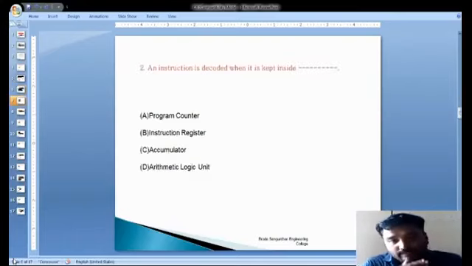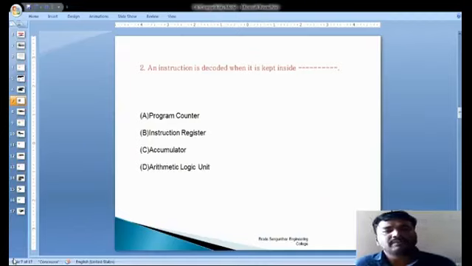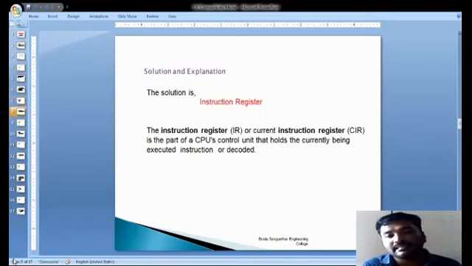So another one: an instruction is decoded when it is kept inside what part? Program counter, instruction register, accumulator, arithmetic logic unit. Which forms part of the instruction? An instruction is decoded whenever it is kept inside the instruction register, because the instruction register IR is the current register. It forms part of the CPU's control unit that holds the currently running process.